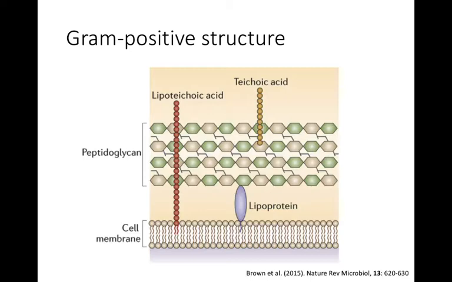Now let's go ahead and cover the basic structure of gram-positive bacterium. All gram-positive bacterium have this basic structure. They have a cell membrane, and inside of the cell membrane would be located the cytoplasm. So this is the inside of the cell here.